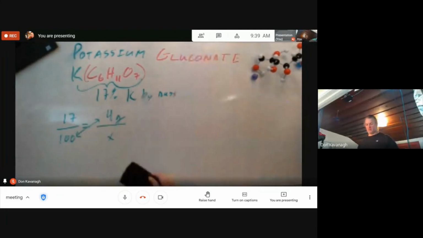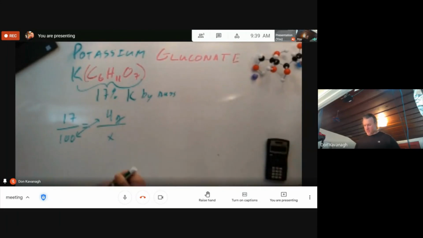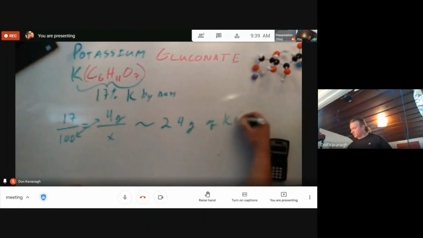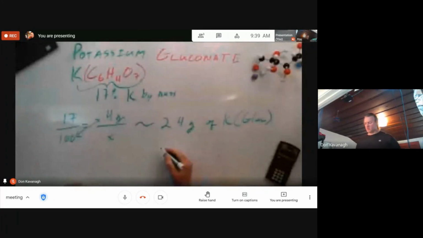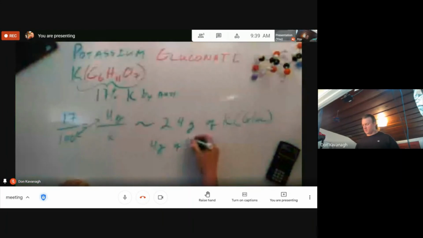400 divided by 17 is going to be close to 40 something. 23.5. So 24 grams of potassium gluconate would need to be ingested to supplement about 4 grams of potassium alone.